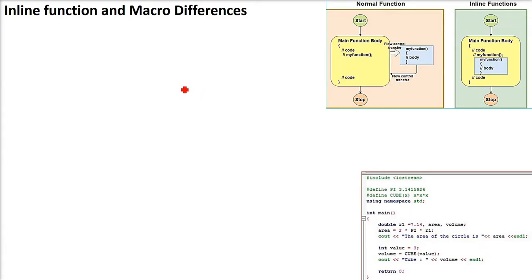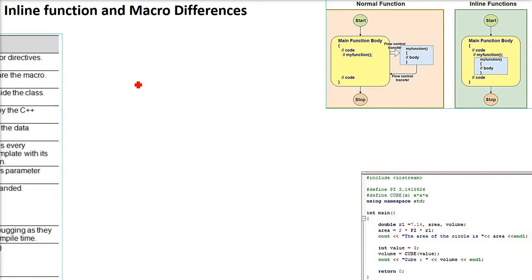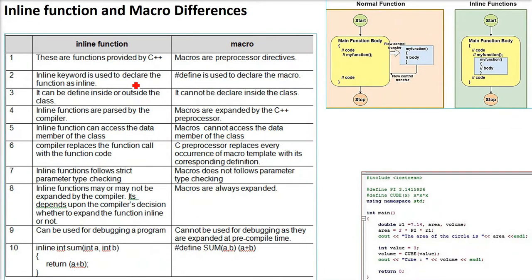Inline function and macro differences. What are the differences between the two? Both are almost the same, but the working is different. Let me tell you the difference one by one.